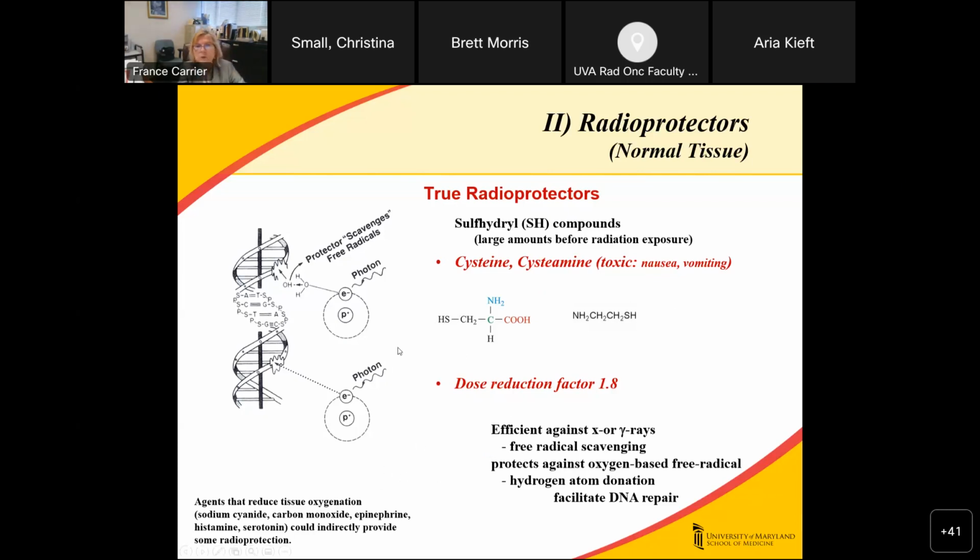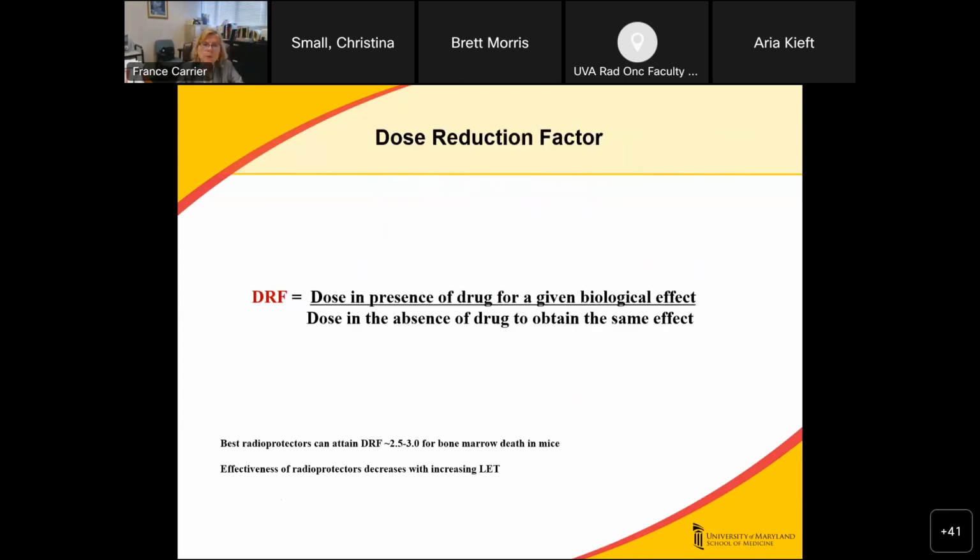So these, we call them true radioprotectors. There are other agents that can lead to an increased blood vessel perfusion indirectly, and they will give you indirectly some radioprotection. So we talk about sodium cyanide and epinephrine and that sort of thing. But these are not considered true radioprotectors. That would be some sort of an indirect effect due to increased oxygenation, actually, in this case, because we're talking about radioprotectors.